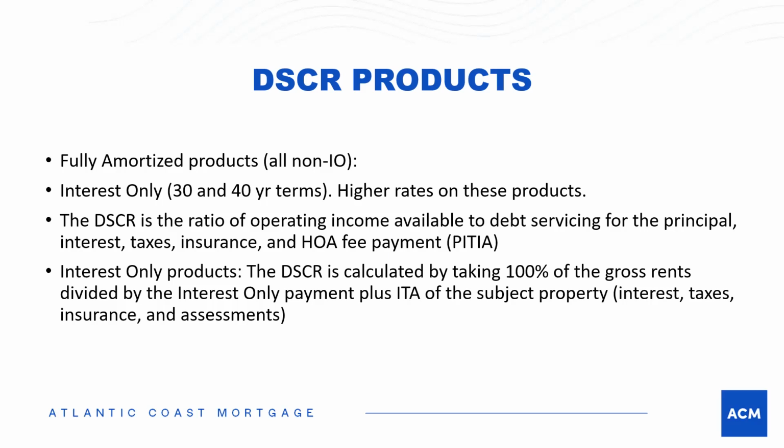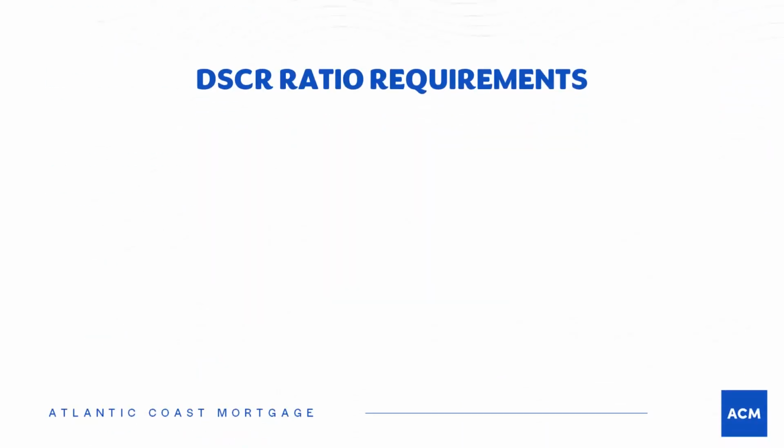So the DSCR is the ratio of operating income available to debt servicing for the principal, interest, taxes, insurance, and HOA fee payment, which is PITIA. A stands for association dues. For the interest-only product specifically, they calculate it by taking 100% of the gross rent and dividing that by the interest only, taxes, insurance, and any association dues if it's in a condo or PUD. So, the ratio requirements for this loan.